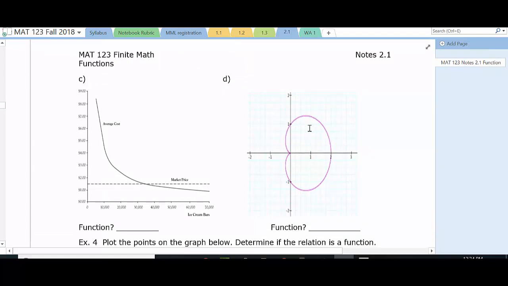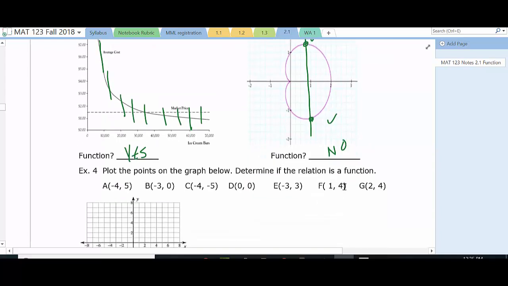Okay, the next one, this is a business graph relating average cost. What do you think on C, yes or no? Yes, that's definitely a yes. All the vertical lines go through one point. And how about the last one? That's definitely a no. What you find is a vertical line that goes through 2 points, then it's a no. All you have to do is find one. That's what the vertical line test does.